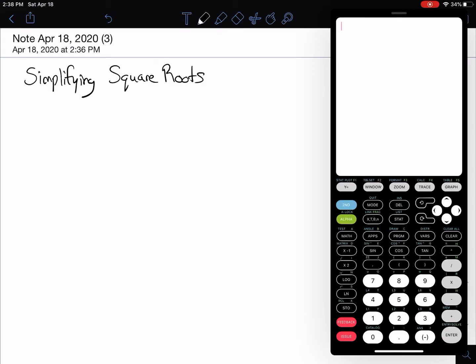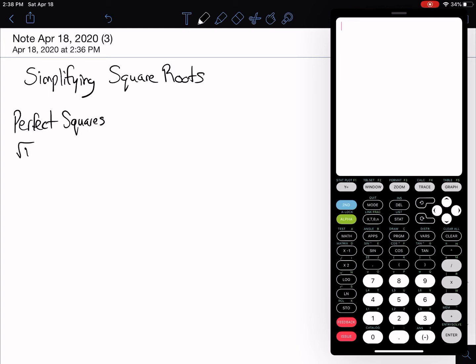Okay, so the first thing we want to talk about is perfect squares. A perfect square is a square root in which there is no decimal. Basically, a number times itself is that number under the square root. So our perfect squares go as follows.